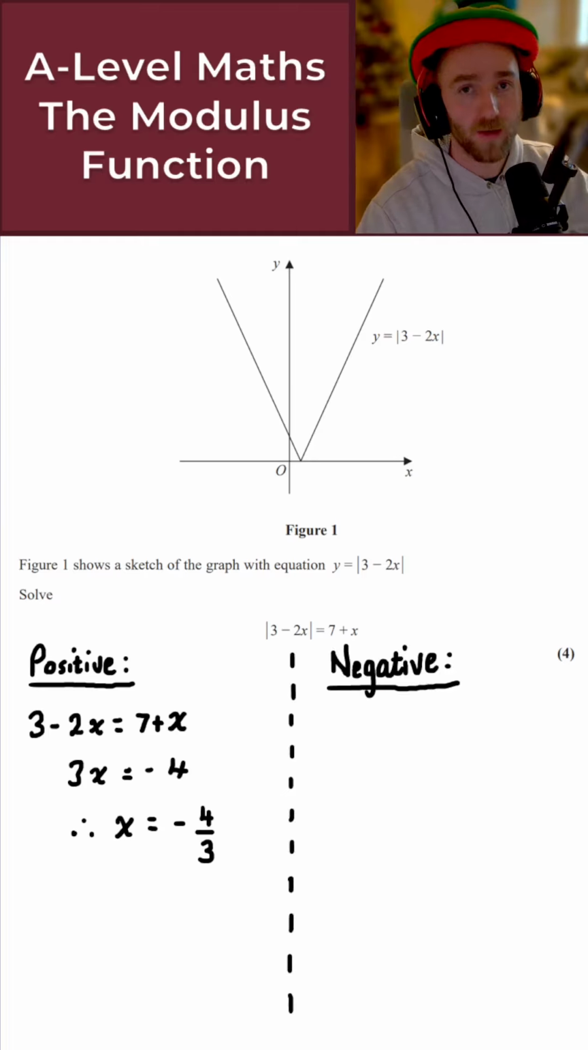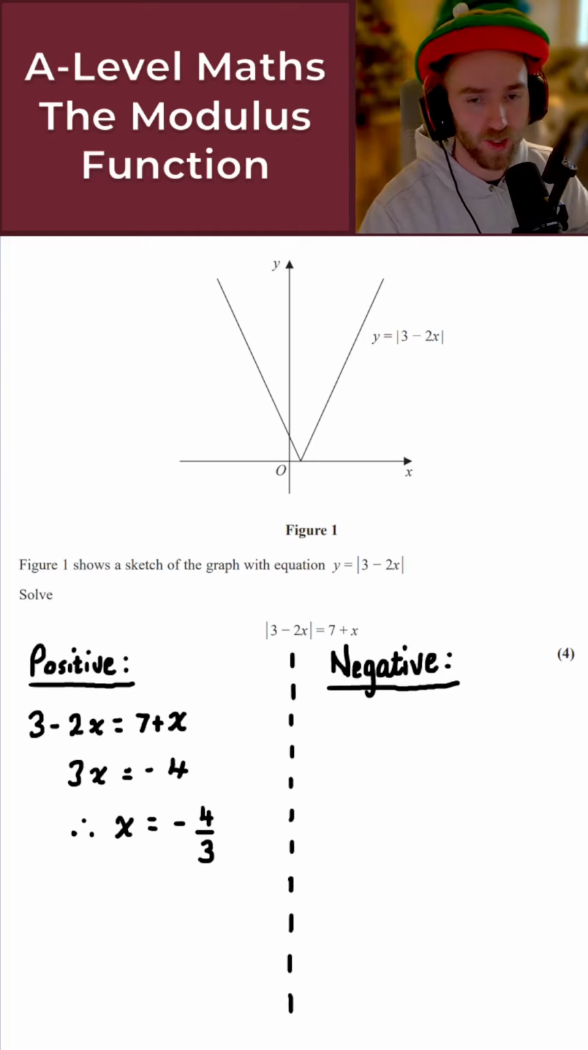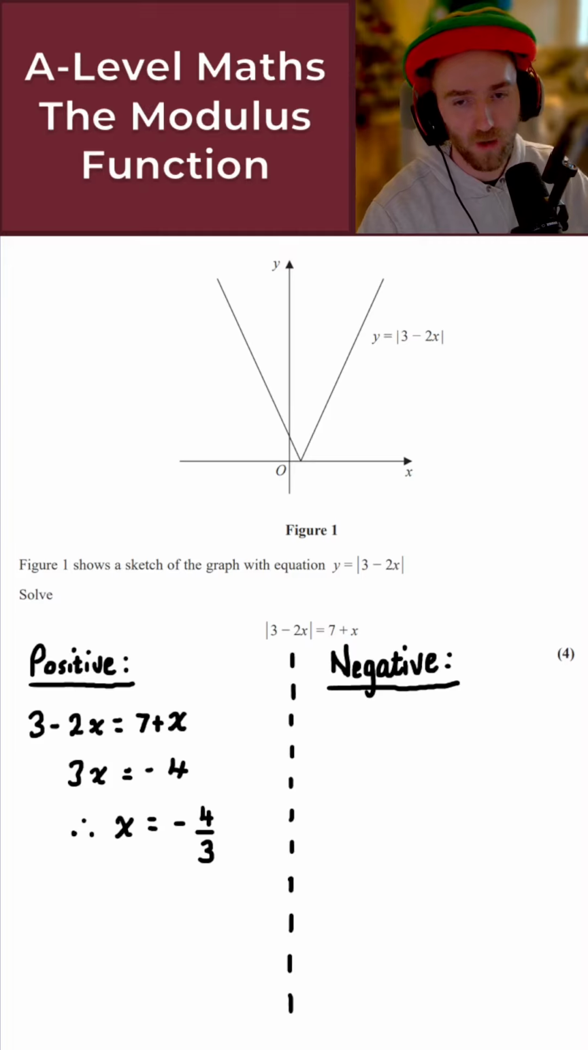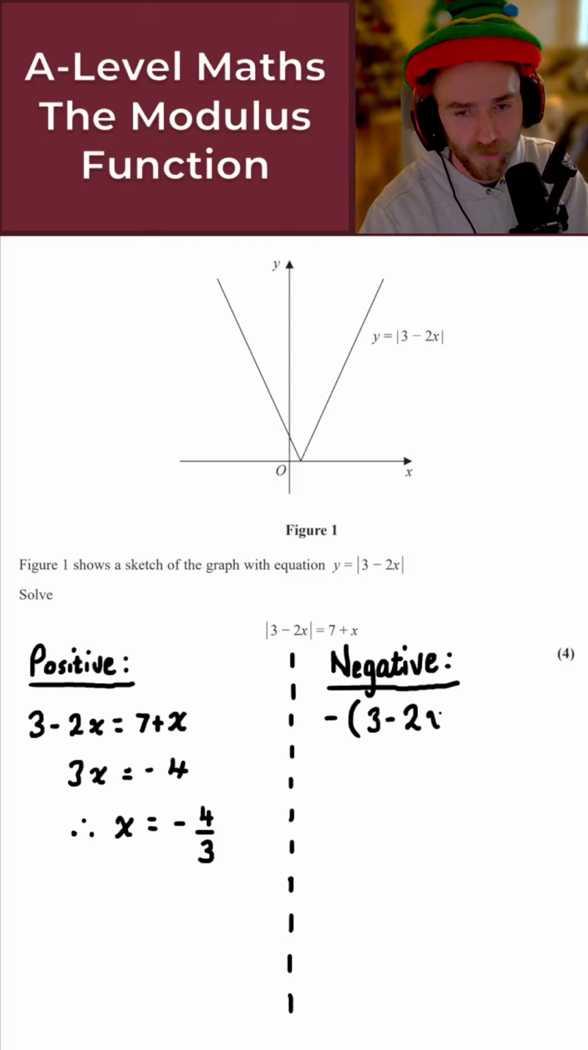And now for the second and final solution, as we mentioned earlier, we just consider the negative argument of the modulus function. So for the negative argument, we just put a minus in front of the argument of the modulus function. So we get minus, bracket 3 minus 2x, close that bracket, is equal to 7 plus x. Again, just notice that the right-hand side doesn't change.